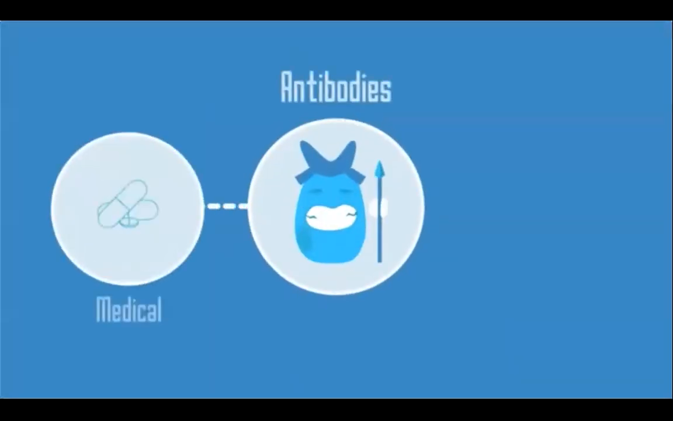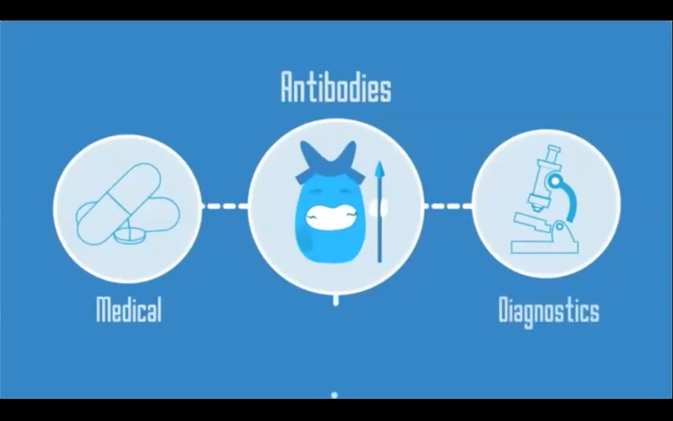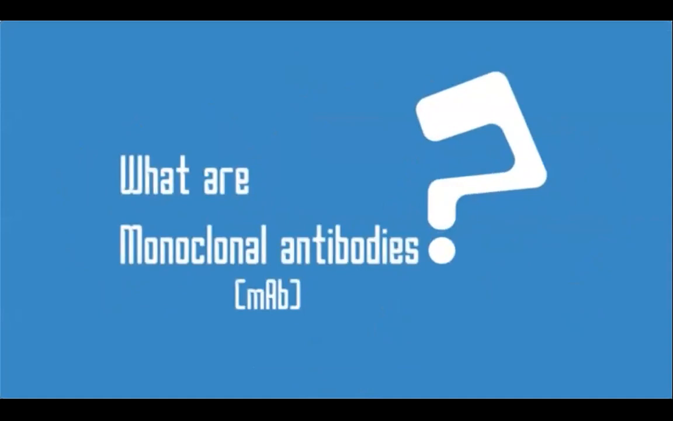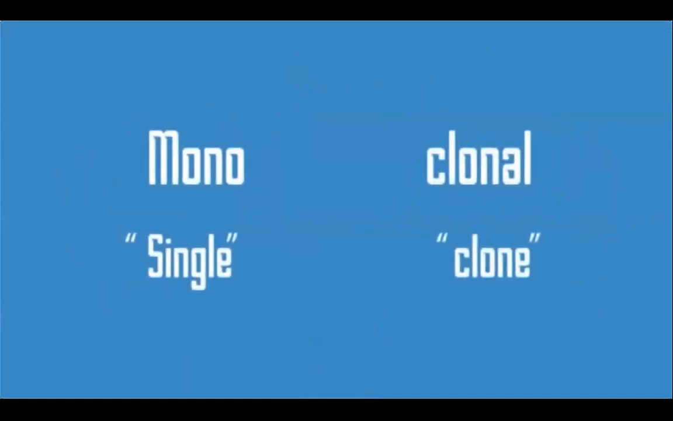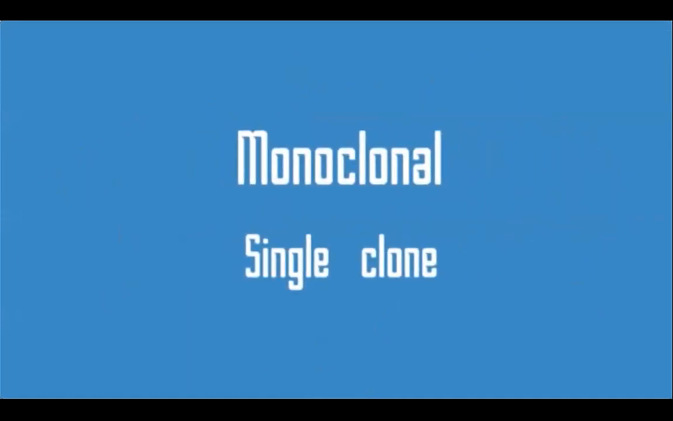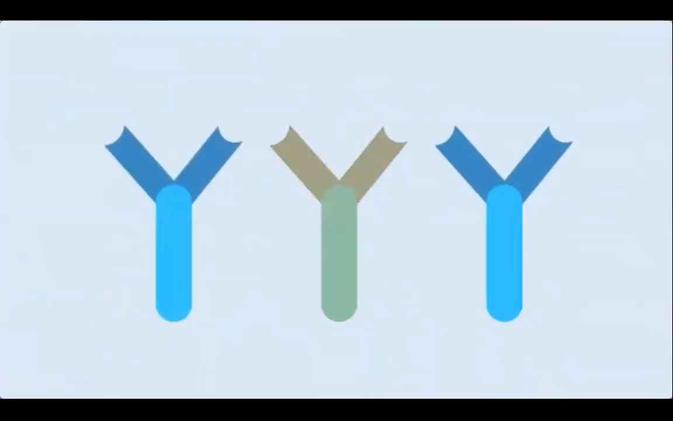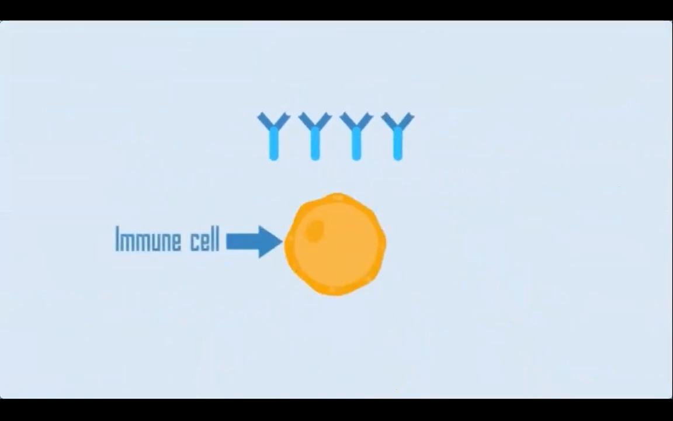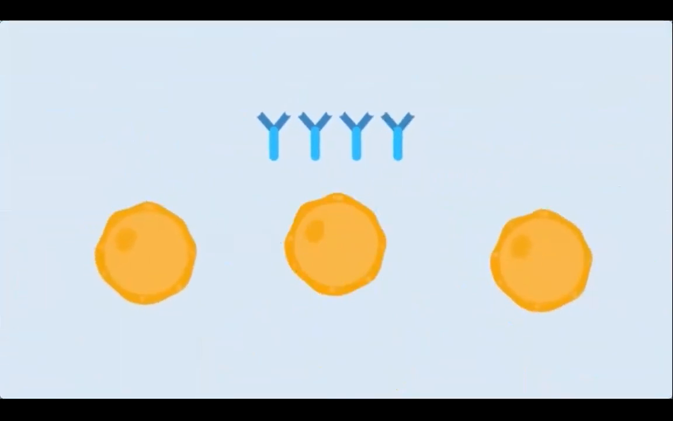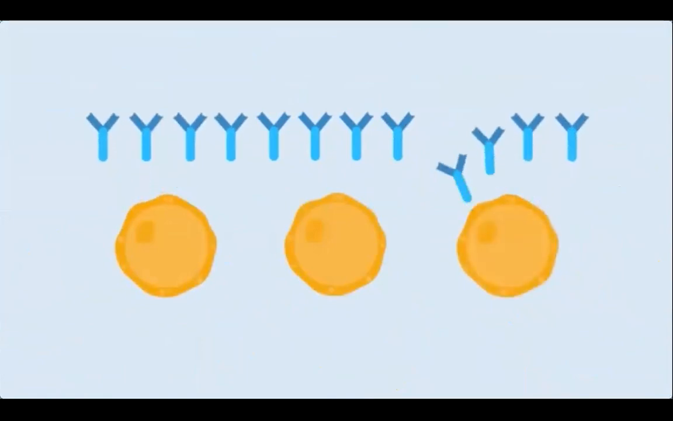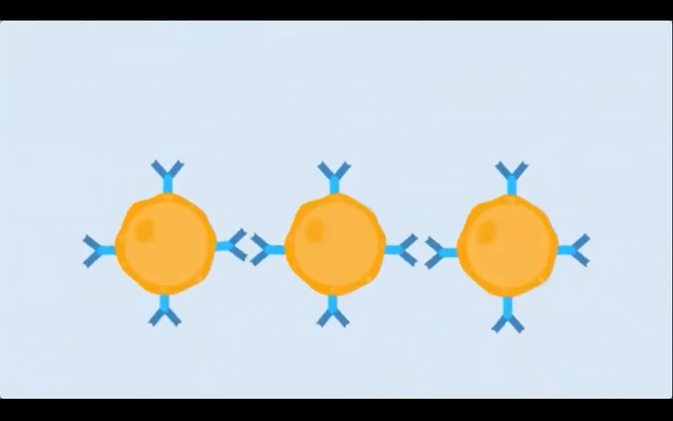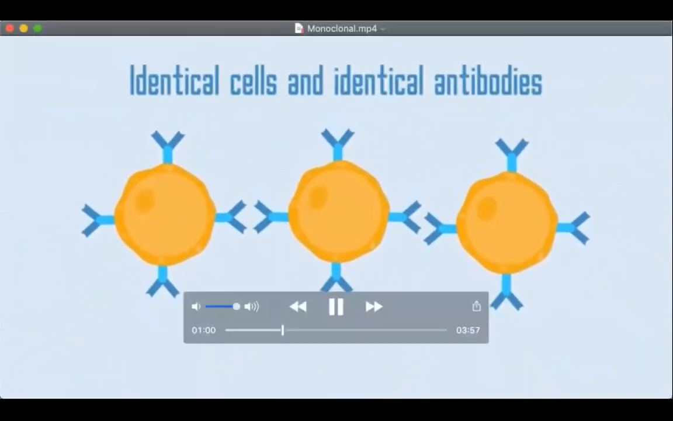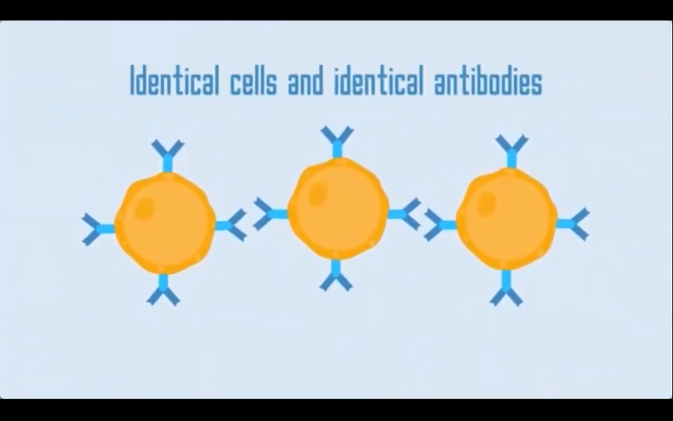Antibodies can be used for medical and diagnostic applications in the form of monoclonal antibodies. So what are monoclonal antibodies? The word monoclonal means a single clone. Monoclonal antibodies are identical antibodies produced in laboratories from a single clone of immune cells. The cloned immune cells are genetically completely identical, and so the antibodies they produce are also identical to one another, which is perfect. To work properly, we need large numbers of identical antibodies.